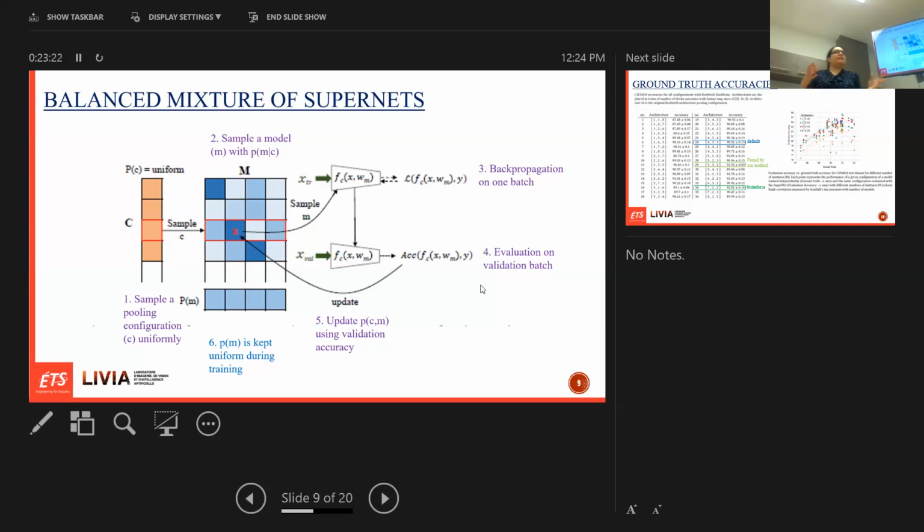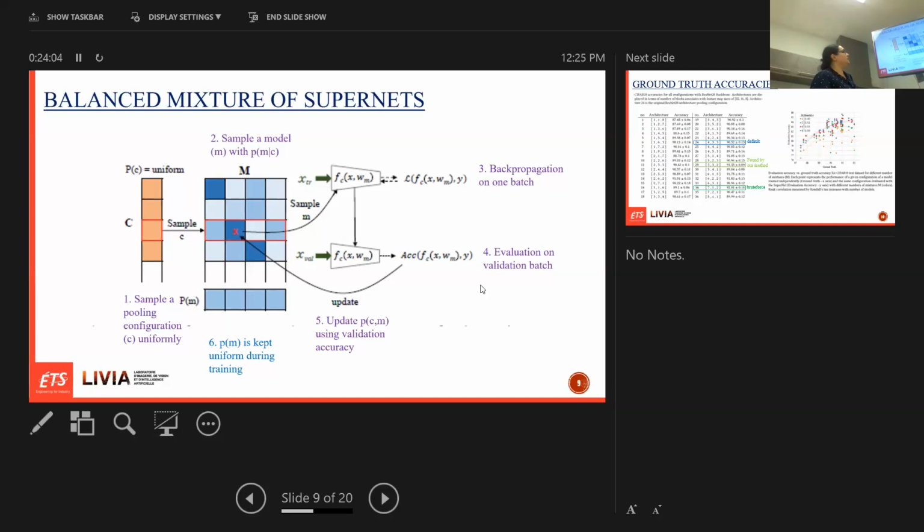That means that all the models are trained the same amount of time, because if we do not keep this uniform, the model that gets trained more would have higher accuracy, and that would result in most of the configurations picking that model. Then at the end of the training, all the configurations would select one model, and that would lead to us not using all the available models that we have.